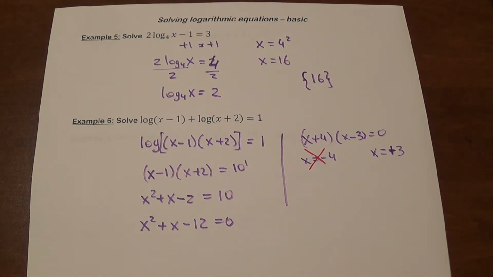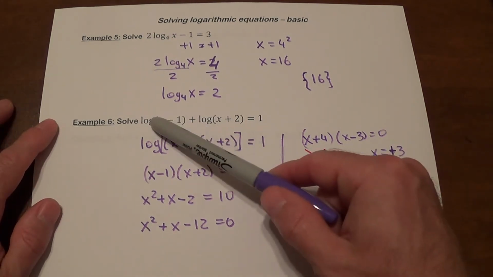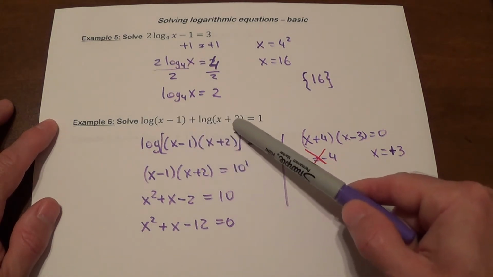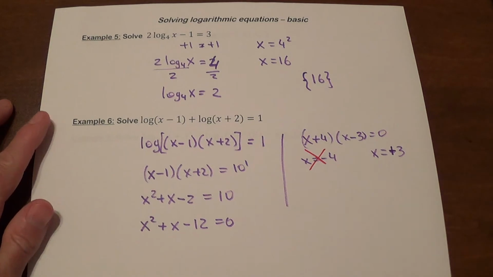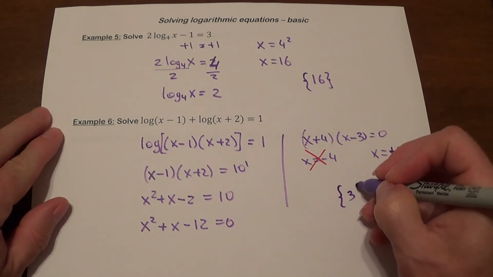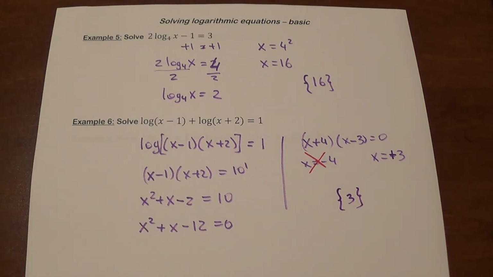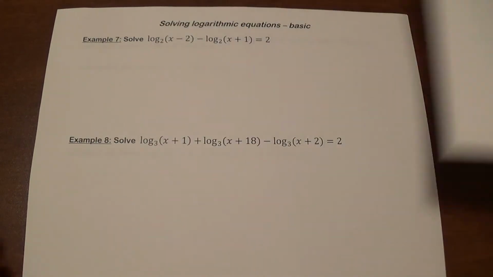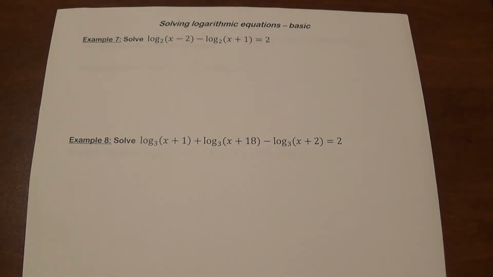Do we have any issues with 3? 3 minus 1 is 2, positive. 3 plus 2 is 5, positive. 3 is good, and that is our answer. This is exactly why you must go back and check any solutions that you obtain in the original equation. Okay, let's move on. So number 7.